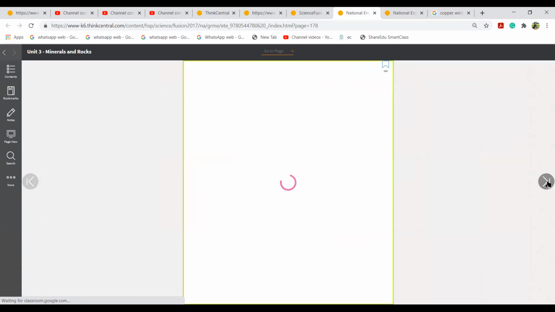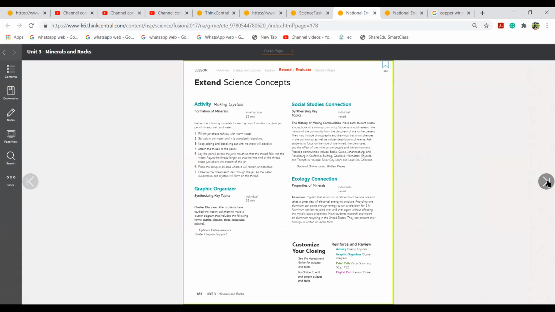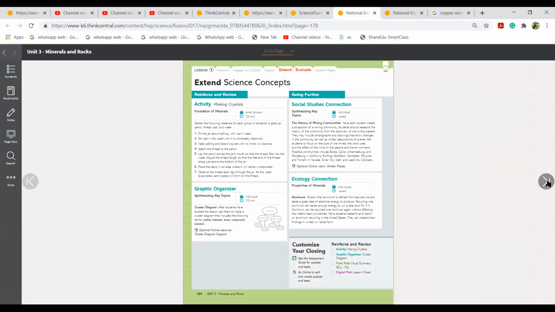Who is going to tell me the difference between a physical property and a chemical property? What is the major difference? For example, I give you something in your hand. I give you salt and I ask you to tell me the physical property of it. What will you describe salt as?